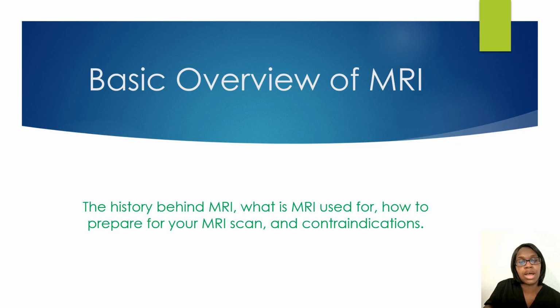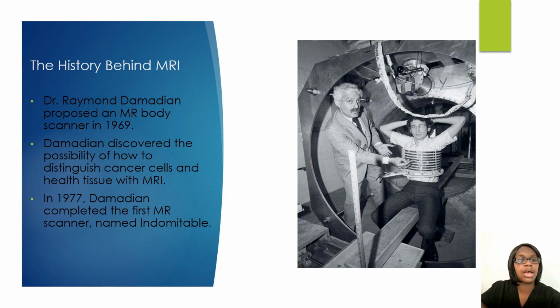Basic overview of MRI. This is going to talk about the history behind MRI and the contraindications for it. I'm not going to spend a lot of time talking about MRI. This is just going to be a basic overview just to get to the MRI safety part. For the history behind MRI, you have Dr. Raymond, who proposed an MRI body scanner in 1969. Dr. Raymond discovered the possibility of how to distinguish cancer cells in healthy tissue with MRI, and in 1977, he completed the first MRI scanner.